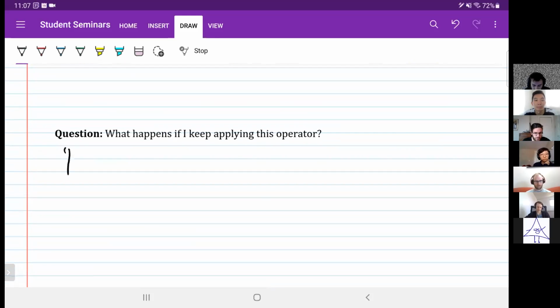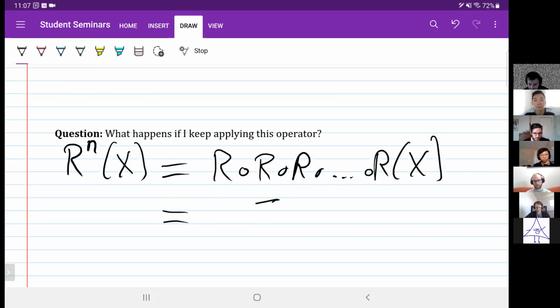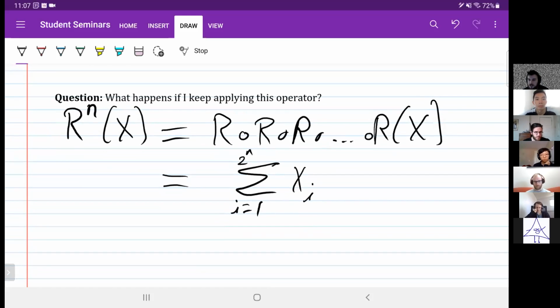So what happens if I consider the nth iterate of R on X? And if you're not familiar with dynamics notation, this means R composed with R, composed with R, on and on, n times. Well, if I apply it once, I'm adding up two things. So if I apply it n times, I'm just adding up 2 to the n things. So the sum from i equals 1 to, not n, 2 to the n of xi, where all of these things are independent and identically distributed.